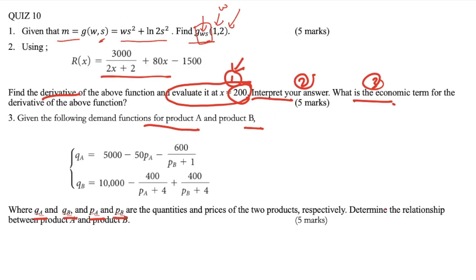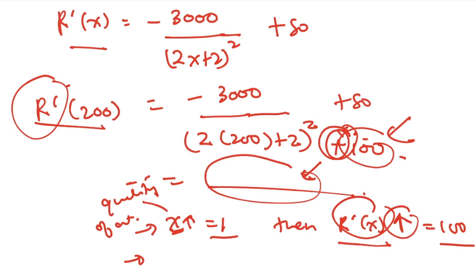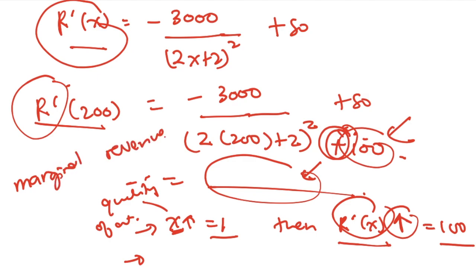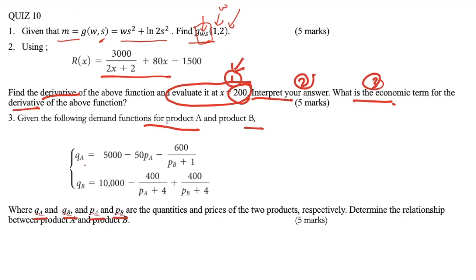And therefore, what's the economic term for the derivative of the above function? In other words, what does this R prime x mean in economic study? It means marginal what? Marginal revenue. That's it. Okay. All right. Now, let's go back to this question.